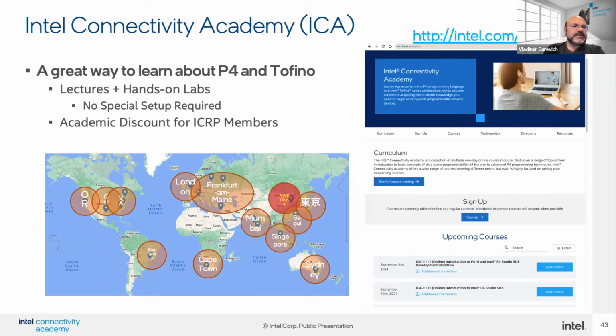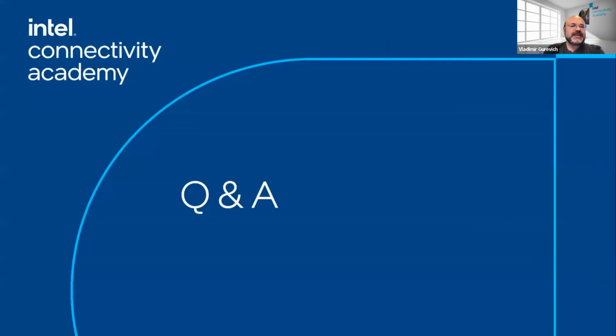We run those hands-on labs on AWS VMs, so they are located as close to where you are as possible. It doesn't matter if you're in South Africa or in Brazil or in Australia, we run a VM nearby. There are lots of exercises to do, and members of the Intel Connectivity Research Program get academic discounts to attend Intel Connectivity Academy. And that's pretty much all I have for today. I will leave the rest for questions and answers. Thank you very much.